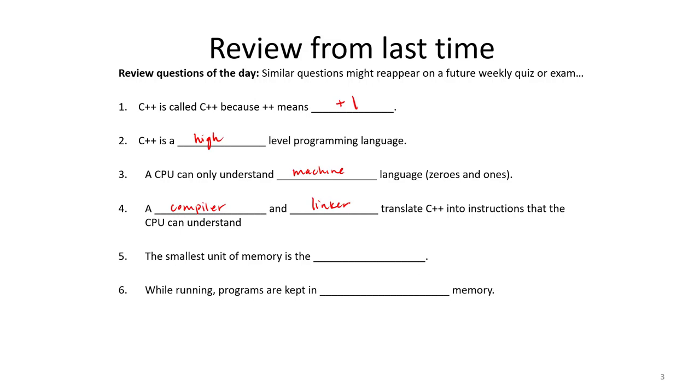Number 5, the smallest unit of memory is the bit. Remember, 1 bit is a single 0 or 1. A byte is a set of 8 bits. And finally, you may remember, when running, programs are kept in the main memory, also known as RAM. Make sure you remember those key terms.